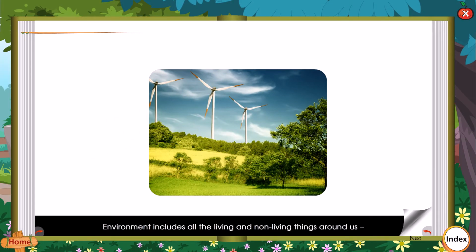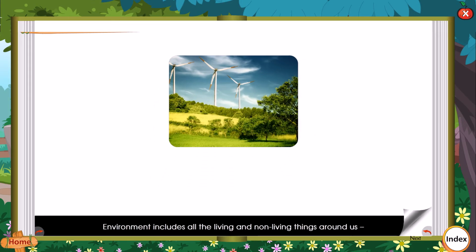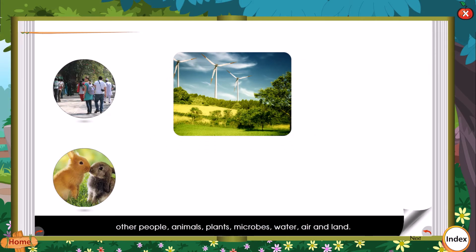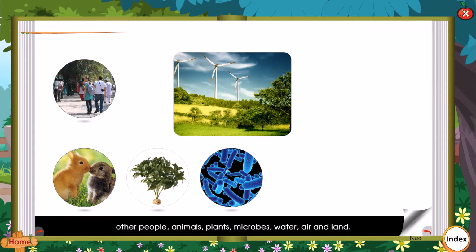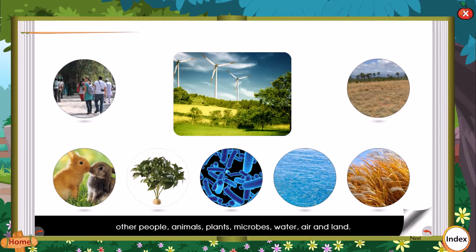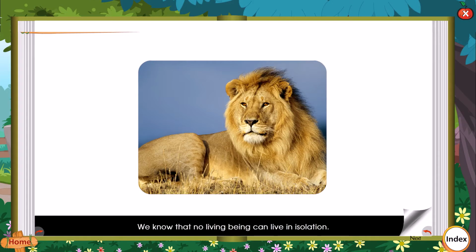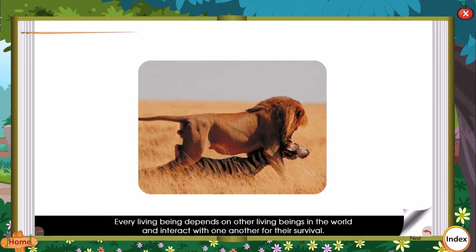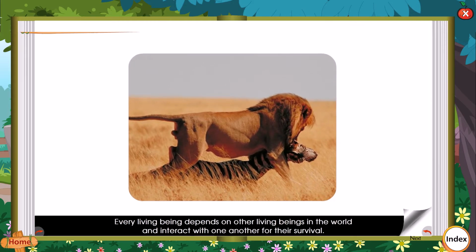Environment includes all the living and non-living things around us: other people, animals, plants, microbes, water, air, and land. We know that no living being can live in isolation. Every living being depends on other living beings in the world and interacts with one another for their survival.